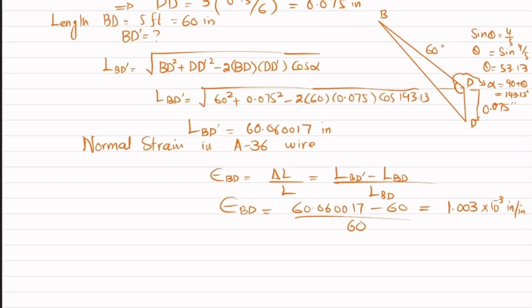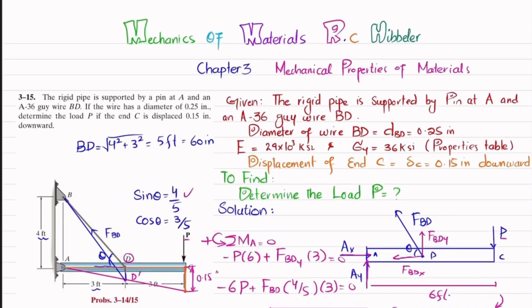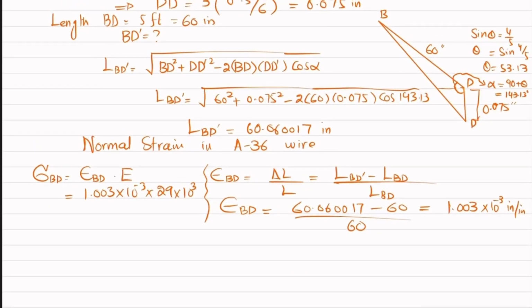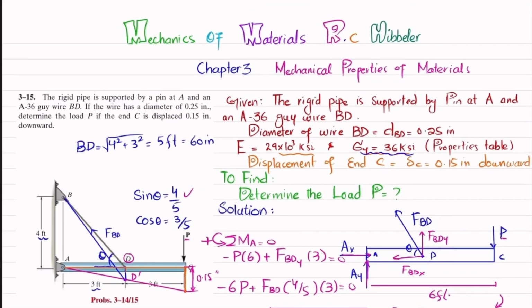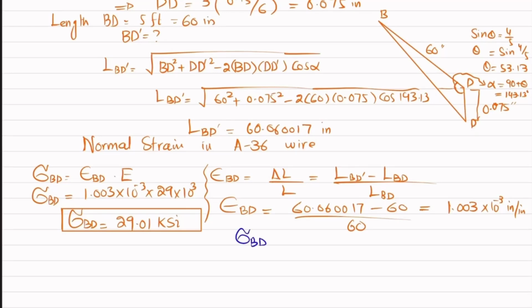Now we know that stress in wire BD will be equal to strain in BD multiplied by E. The strain is 1.003 into 10 to the power minus 3, and E is 29 into 10 to the power 3 KSI; you can take it from the table of mechanical properties. When you calculate it, you will get stress in wire BD equal to 29.01 KSI. From the property table we can see that yield stress is 36 KSI. Since sigma BD is less than sigma yield of this A36, which is 36 KSI, it means this wire is okay, it will not fail. Clear?